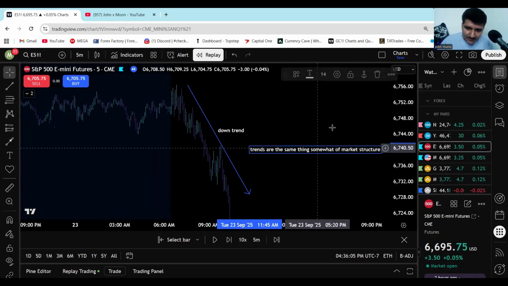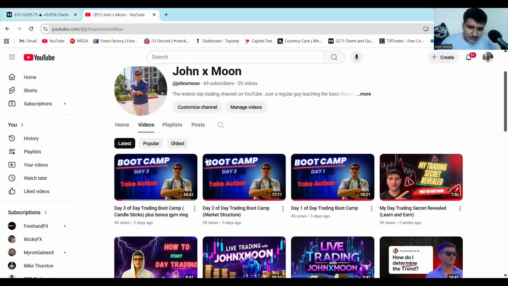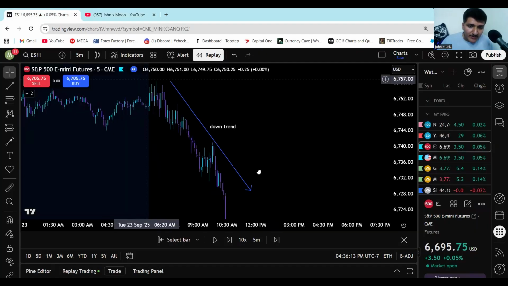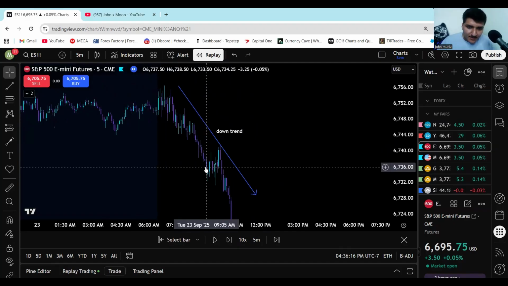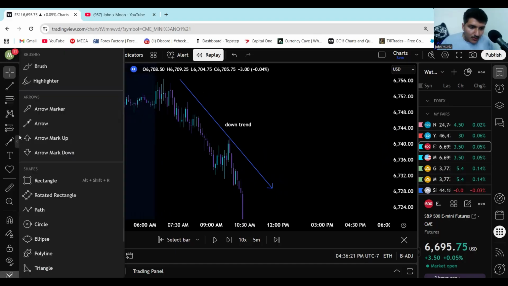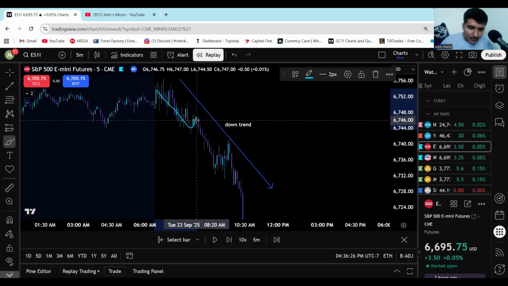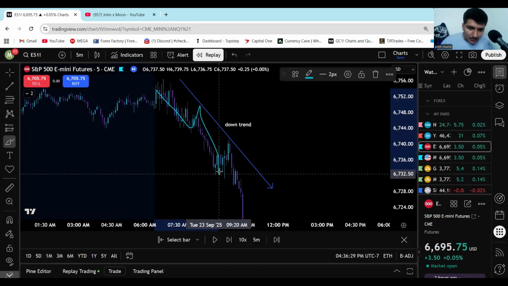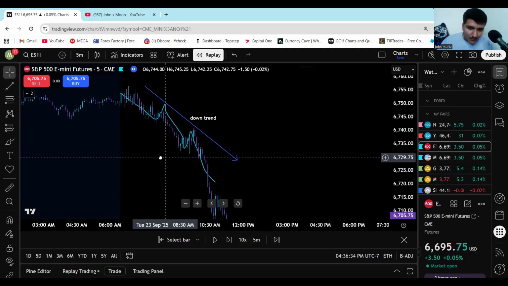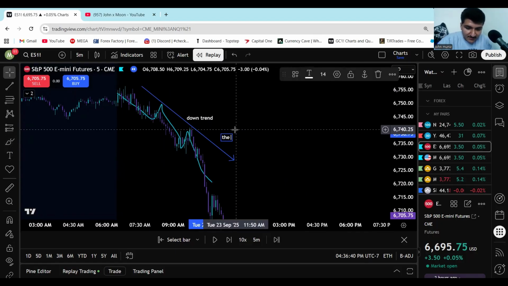So we have a clear downtrend, and if you watched the market structure video, which was day 2 of boot camp, we went over breaking structure, higher highs, higher lows. When we see this, what are we making? Lower highs, lower lows, lower highs, lower lows. That's obviously a downtrend. When you see a downtrend, that means most likely the sellers are in the market.